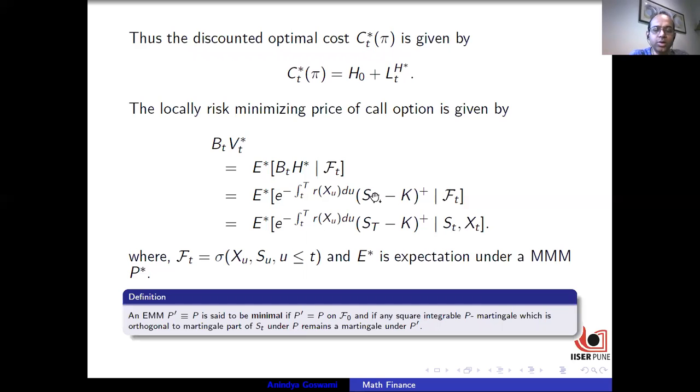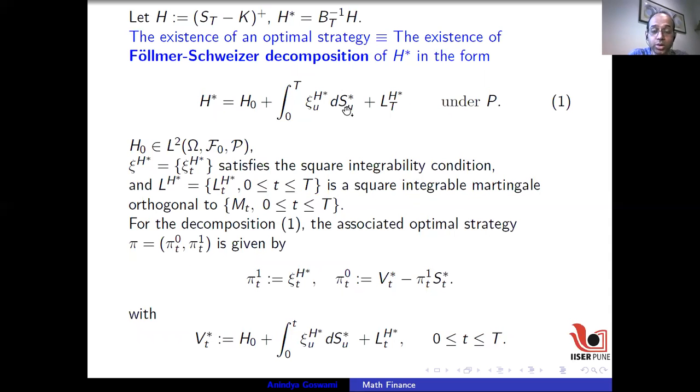interpretation. So here if you see equation 1, if you have an equivalent martingale measure, basically EMM, under which the discounted stock price is a martingale, then under the condition of Xi square integrability, etc., this whole integration becomes a martingale with zero mean. If you take expectation, it will be zero. And this is also a martingale, so that will also be 0. Then only this thing would survive, so H0 would be the expectation of H star.